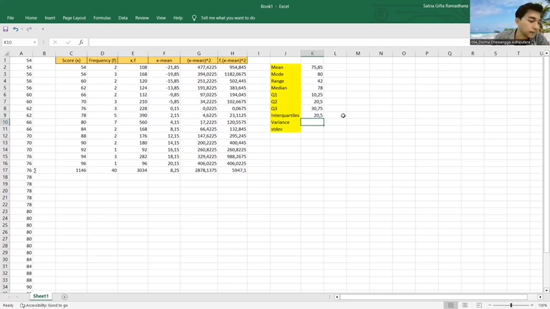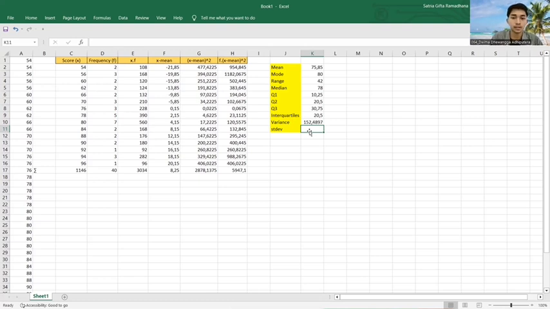Next, we have to find the variance. To do this, we have to find the sum of frequency times score minus mean square. Type equal, click in this, and then divide it by, in parentheses, the sum of frequency minus 1 and enter. So we already have the variance, and then we have to find the standard deviation.